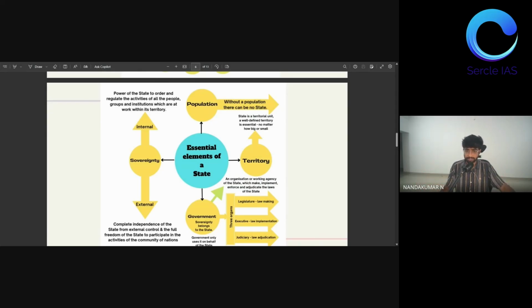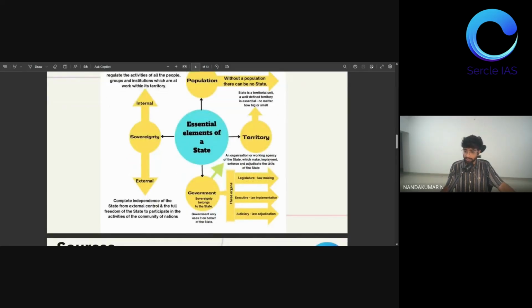Now let's discuss the third element, that is government. Government is any organization or working agency of the state which makes, implements, enforces and adjudicates the laws of the state. Usually the government will have three organs to divide these functions. This is what separation of power is. Legislature for lawmaking, executive for law implementation, judiciary for law adjudication.